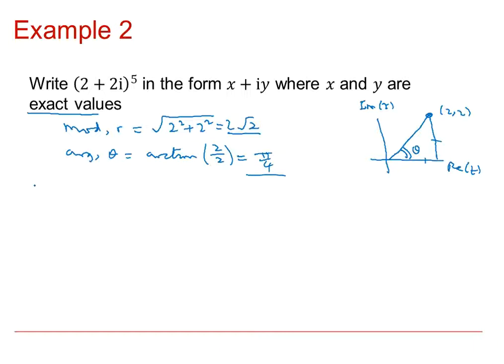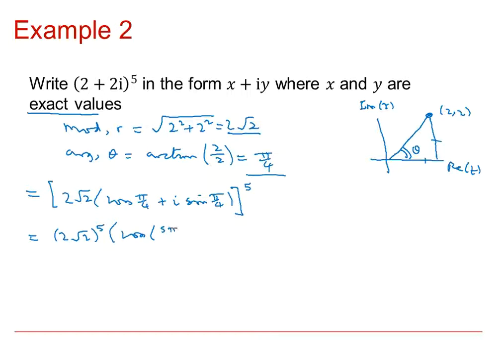So we now know what 2 plus 2i is in modulus argument form, so I can write it as 2 root 2 cos pi by 4 plus i sine pi by 4. So that's the modulus argument form, and we have to raise that to the power 5. So applying de Moivre's theorem, we will get 2 root 2 to the power 5, and cos of 5 times pi by 4 plus i sine 5 times pi by 4.